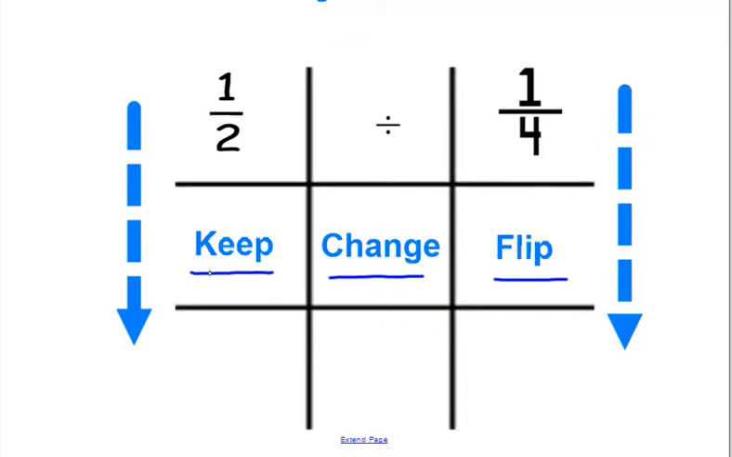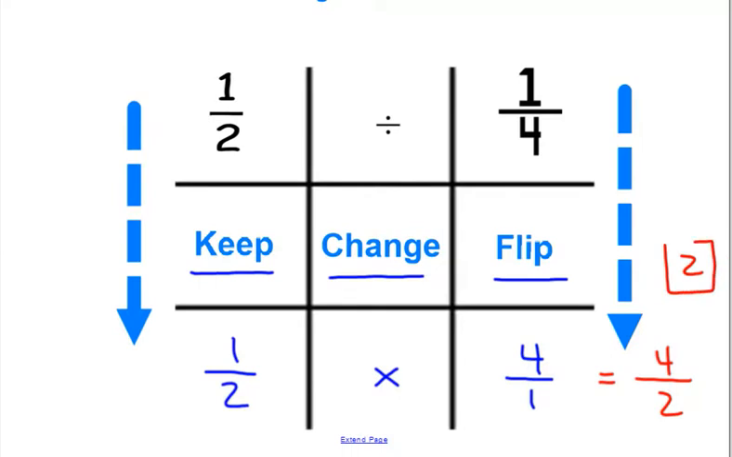Across the middle row, I put keep, change, flip, or you could just write KCF, that makes it shorter. And then I work my way down. So I keep 1/2, I change division to multiplication, and I flip. I do the reciprocal of 1 over 4, which is 4 over 1. And now I just solve this row. What is 1 times 4? 4. And what is 2 times 1? 2. And when you simplify 4 over 2, you get 2.